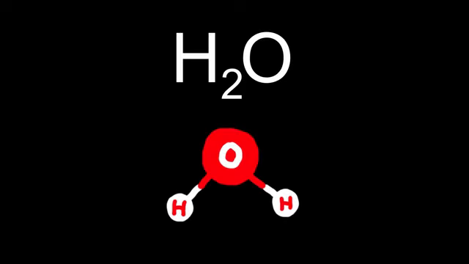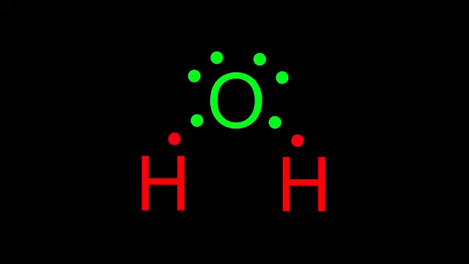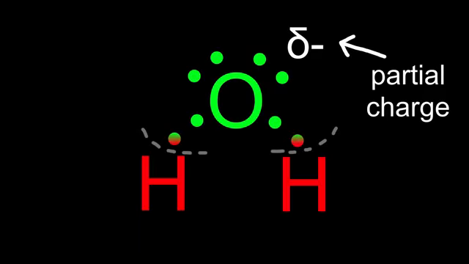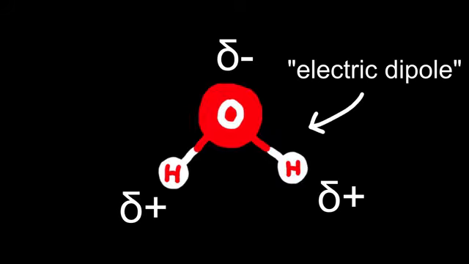An example is water. Oxygen has a very high electronegativity compared to hydrogen. As a result, it pulls the electrons of hydrogen so hard that they kind of belong to oxygen, giving it a partial negative charge and leaving hydrogen with a partial positive charge. The presence of two poles with opposite charge is called an electric dipole.